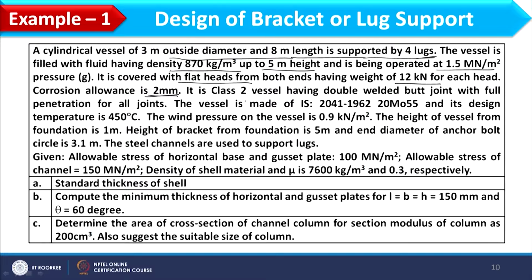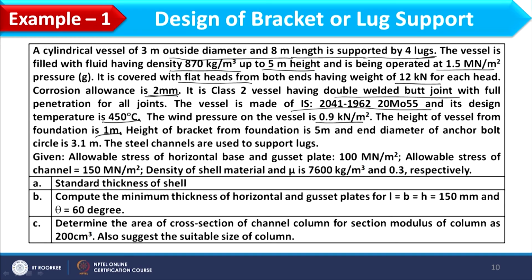Corrosion allowance is 2 mm and it is a class 2 vessel with double welded butt joint with full penetration, and the vessel is made with IS 2041 1962 20 molybdenum 55 material and its design temperature is 450. Wind pressure on the vessel is 0.9 kilonewton per meter square.